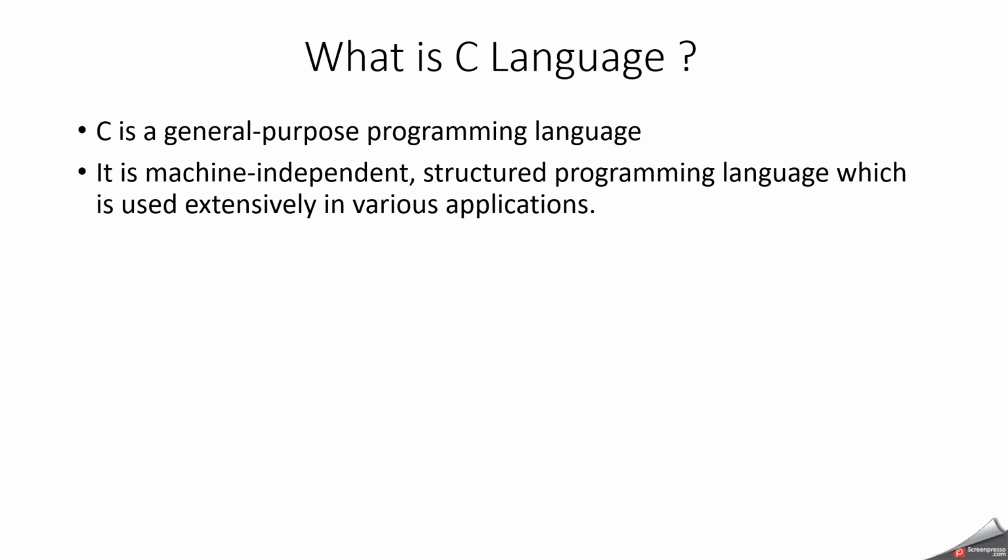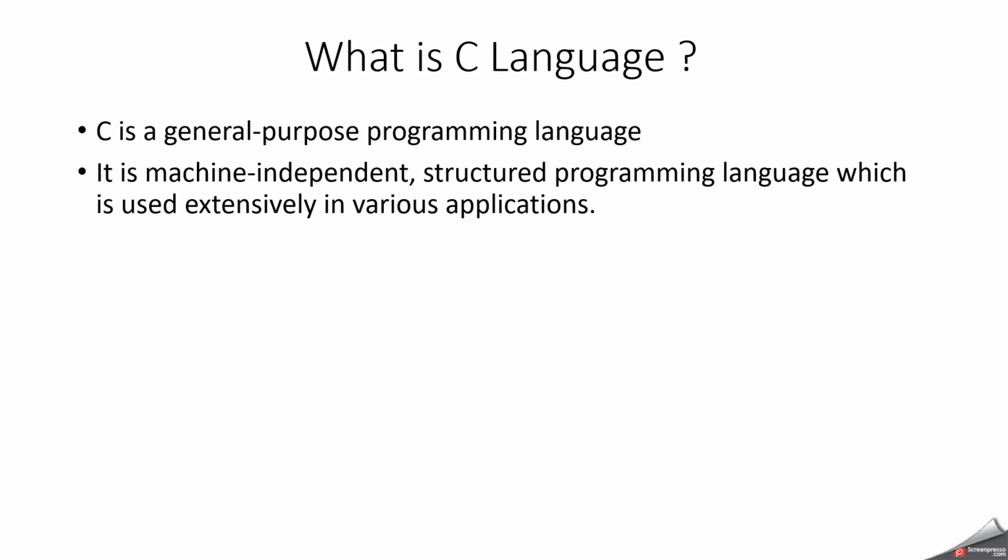But then we have something like a domain specific language as well. What is the meaning of a domain specific language? That is designed to provide the solution for one set of problems. We can take some examples like HTML or MATLAB. These are all domain specific languages. But C is a general purpose programming language, and it's machine independent because it's a high level language, and a structured programming language because C has a specific predefined structure. Every programmer should follow that structure.